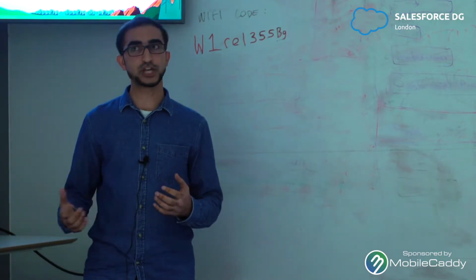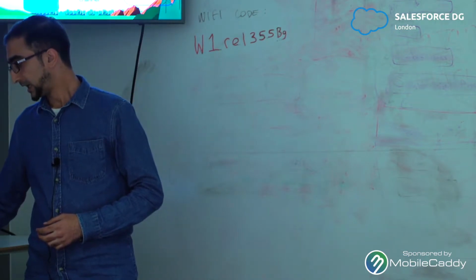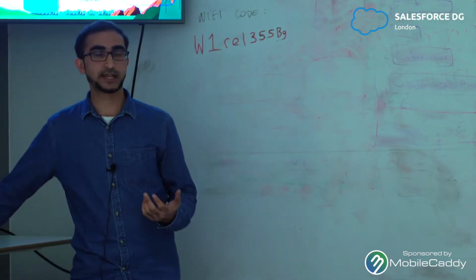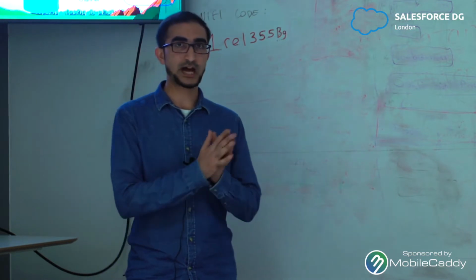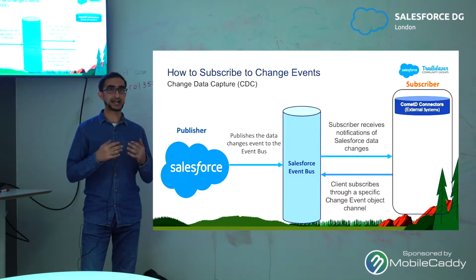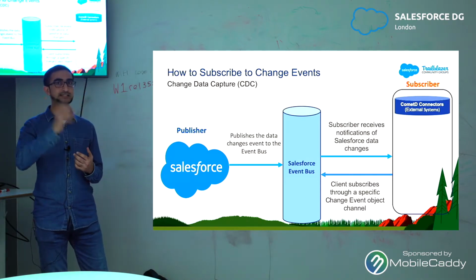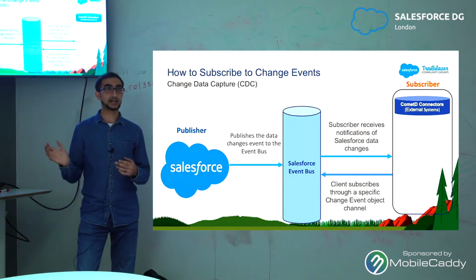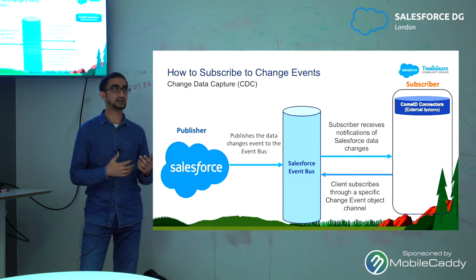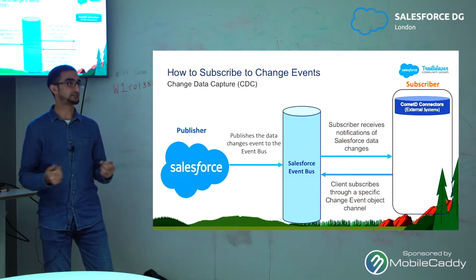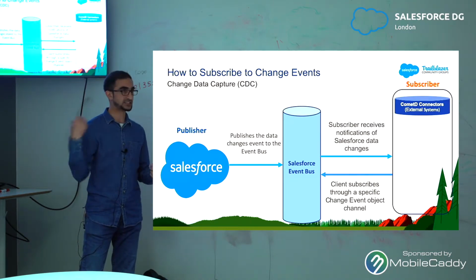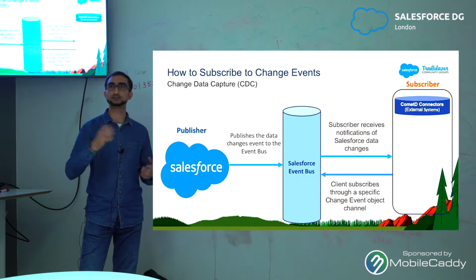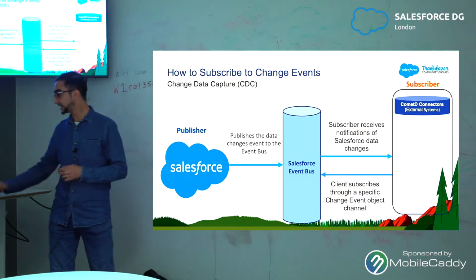So how can you subscribe to change data capture events? You can subscribe in different ways. First of all, you can use CometD connectors. CometD is an open source JavaScript library that listens to streaming events. This connector is available for all the prominent languages: Java, Ruby, PHP, Python, and more. So if you have an external system, you can build your Java program or any other language using this CometD connector, and then start receiving those change events.